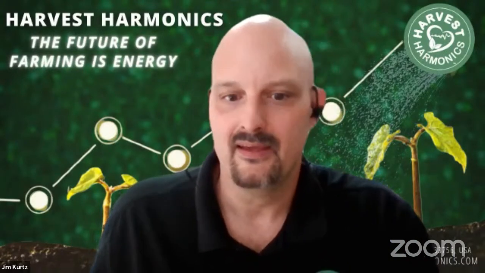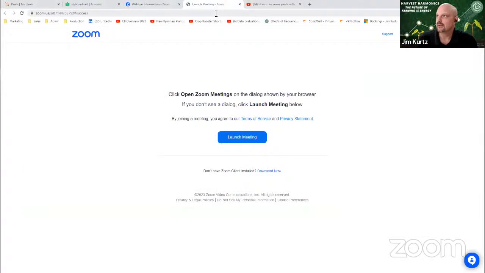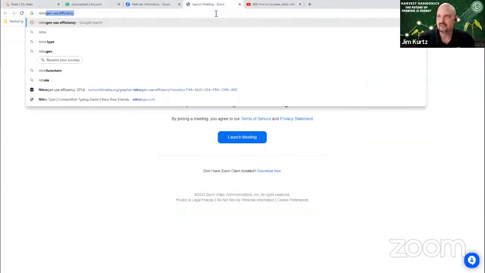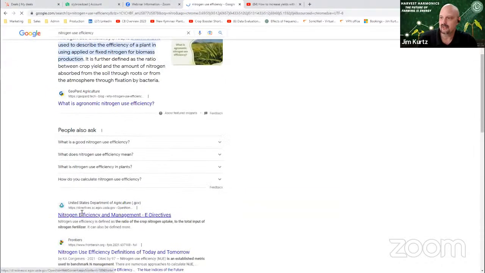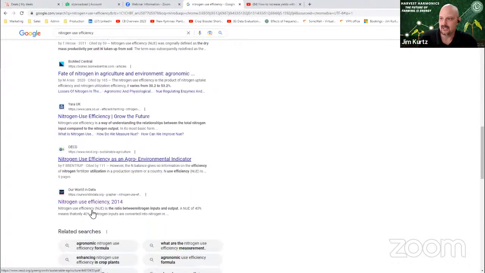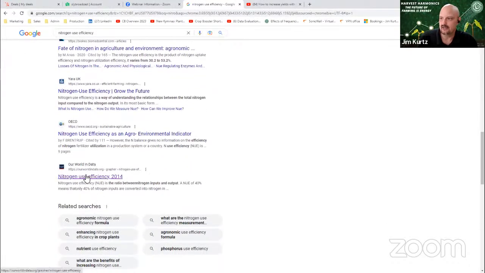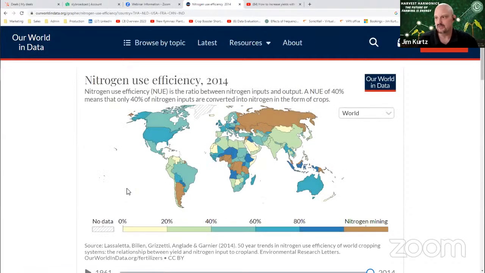Let me share my screen here and let you see. Let's just type nitrogen use efficiency. I'm going to go down here, and it's Our World in Data that's the actual site. There it is, Our World in Data, nitrogen use efficiency 2014. Now they only do these reports every 7 or 8 years. It's been 9 years, so I assume they're going to update this at some point.